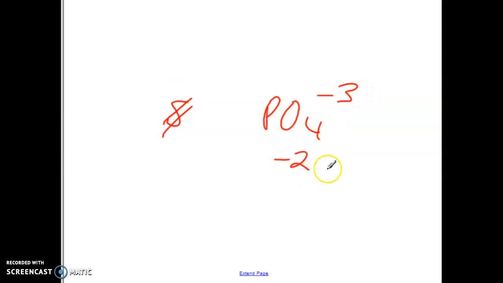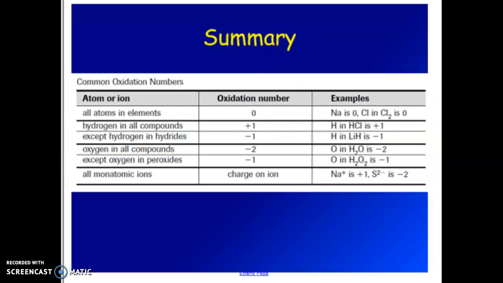Let's do phosphate, right? So phosphate is PO4 -3. Oxygen's -2, so there's 4 of them, which would give us -8, right? And then you have to think, well, what would have to be added to give this overall -3? It'd have to be +5. So phosphorus would be +5 in this case. So you're assigning it on an element basis, but you do have to consider how many of each element you have to make sure it adds up to that overall charge.